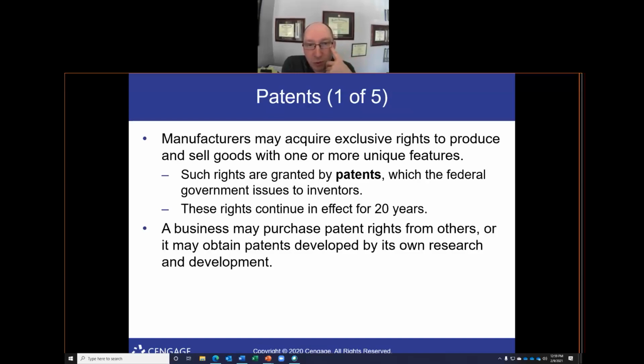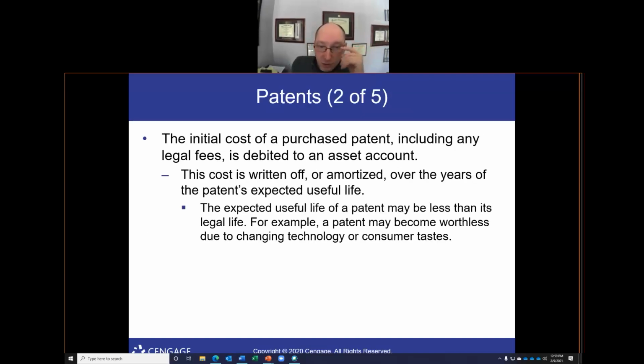Manufacturers will acquire products to sell through patents. The government issues a patent. Patents usually last for about 20 years, and then you have to either renew that patent or give up the patent. The initial cost of a patent is the purchase price plus legal fees plus any other fees incurred. That is the initial cost of the asset, in this case a patent.